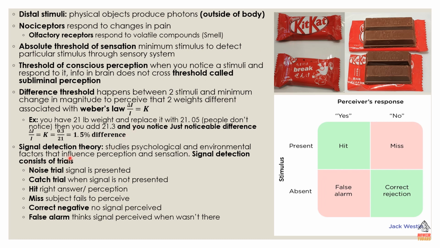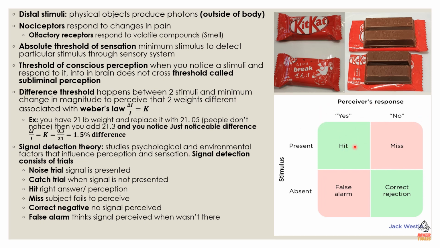Next, you have signal detection theory, which studies the psychological and environmental factors that influence perception and sensation. So, signal detection theory consists of trials. Signal trials are when the signal is present, and catch trials are when the signal is not present.